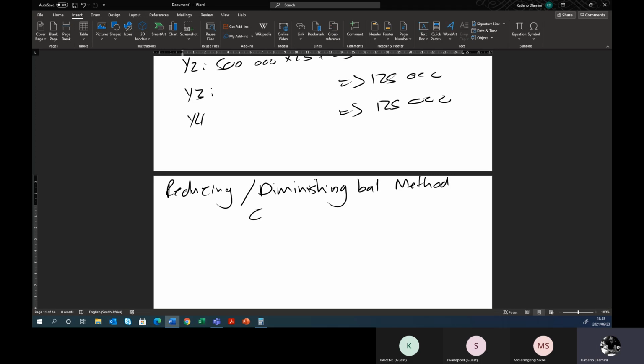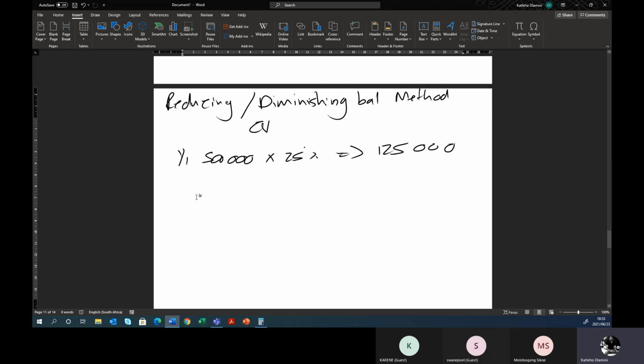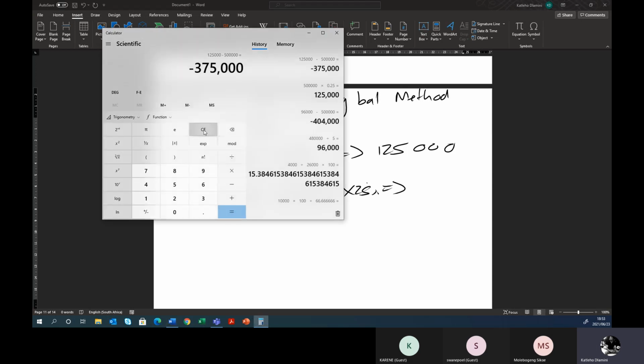Okay, so year 1, same, right? We have 500,000 multiplied by 25%, that gave us 125,000 Rand as depreciation. Year 2, however, we have 500,000 minus 125 to get our carrying value, multiplied by 25%. So this is going to be different about these two depreciations.